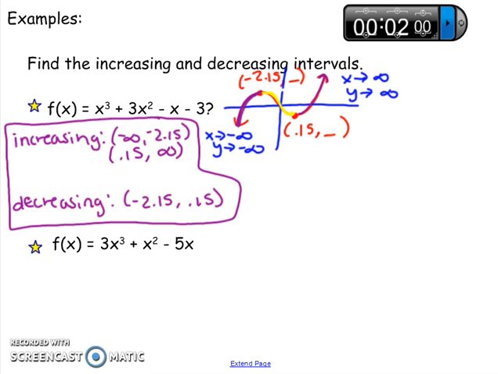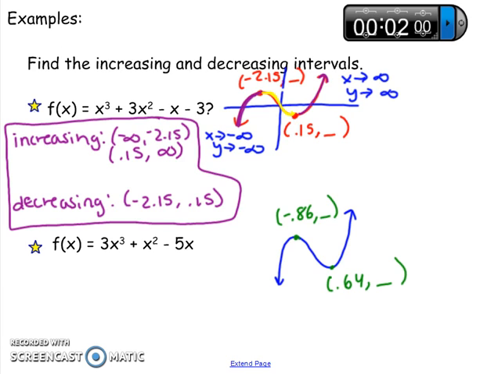Okay, and the other example, again, I'll just do a rough sketch of this. So again, it's going to look like this. And we have our turning points. So this is going to be negative 0.86, whatever the y value is. The minimum is going to be 0.64, whatever the y value is.